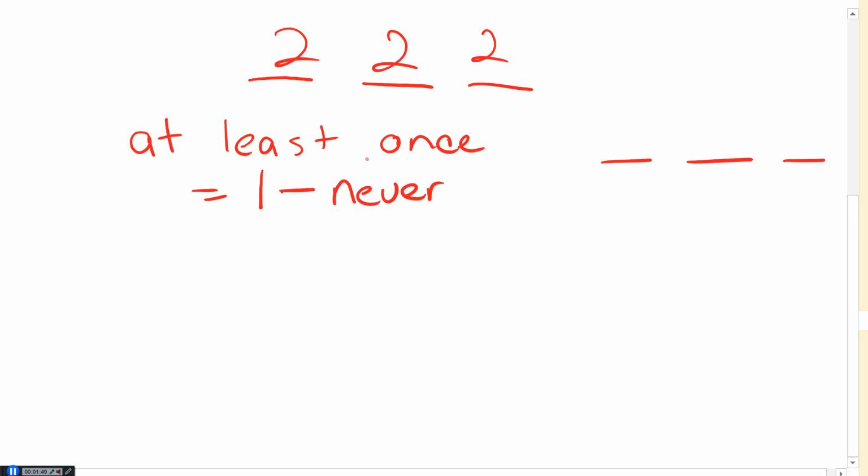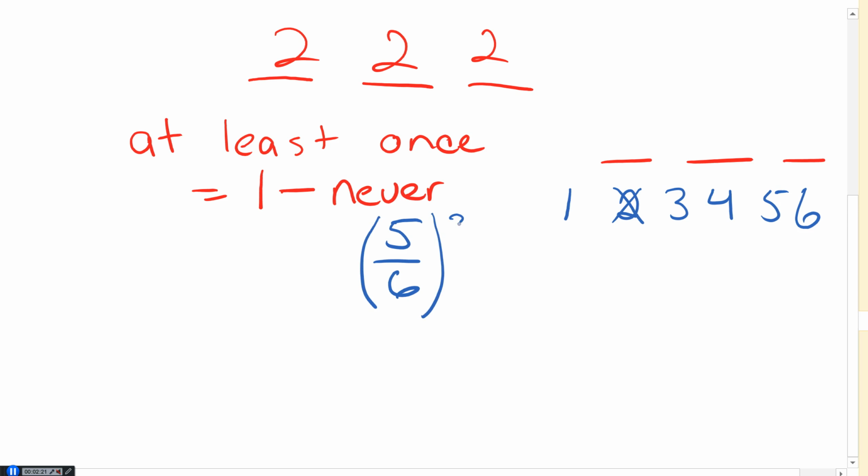So for the probability of never coming up, there are 5 possibilities, because if you think about it, you have 1, 2, 3, 4, or 5. Well, we never want this one to come up, and we also have 6. We don't want this one to come up either. So that leaves us with 5 possibilities out of 6, because we have a total of 6 possible outcomes when we roll a die. We're rolling a die 3 times, so I'm going to raise that to the 3rd power.